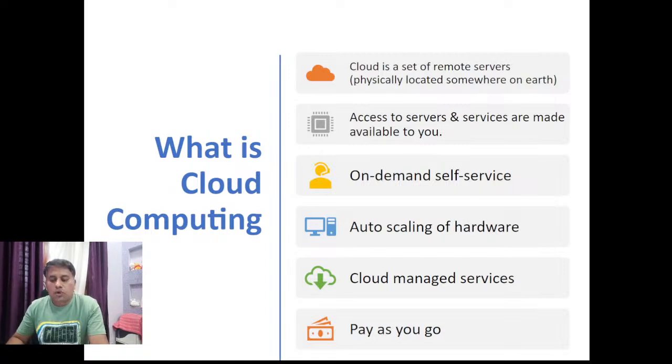Okay, it's a cloud managed service. That means whatever I'm talking about, like increasing the capacity of your system, adding more servers, adding more RAM, all these things will be managed by cloud. That is not your headache. The only thing you have to do is pay as you go. That means whatever amount of time you are using the server or the service, you will be chargeable accordingly.